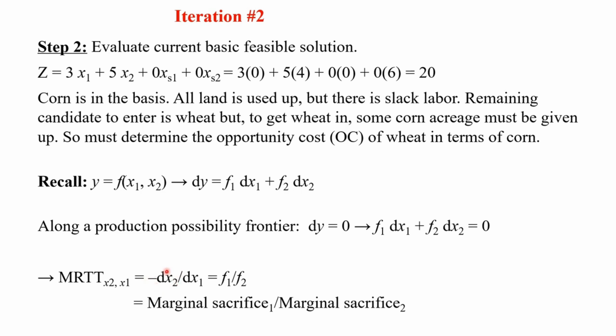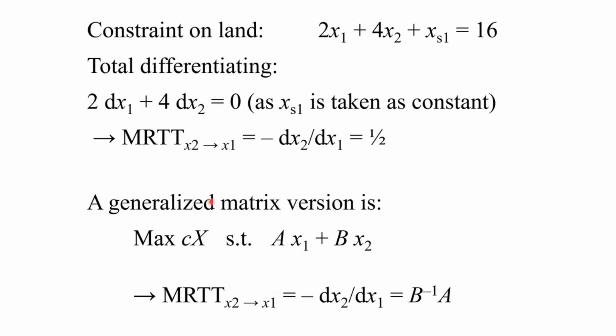So it's the marginal sacrifice. Look at here, this dx2 is the sacrifice that we make if we switch x2 into x1, and so it's the marginal sacrifice of f1 over the marginal sacrifice of f2 that we're interested in. This is the marginal sacrifice f1, this is the marginal sacrifice x2. So the constraint on land is 2x1 plus 4x2 plus this slack, which is equal to 16. Total differentiating, we get 2dx1 plus 4dx2 equal to 0, as this xs1 is taken as a constant.